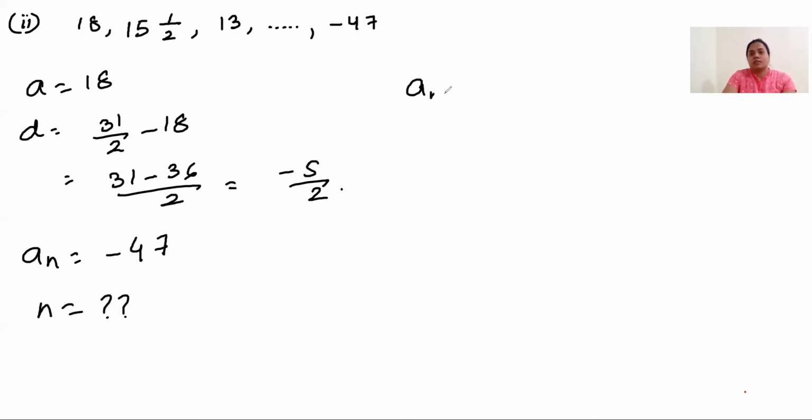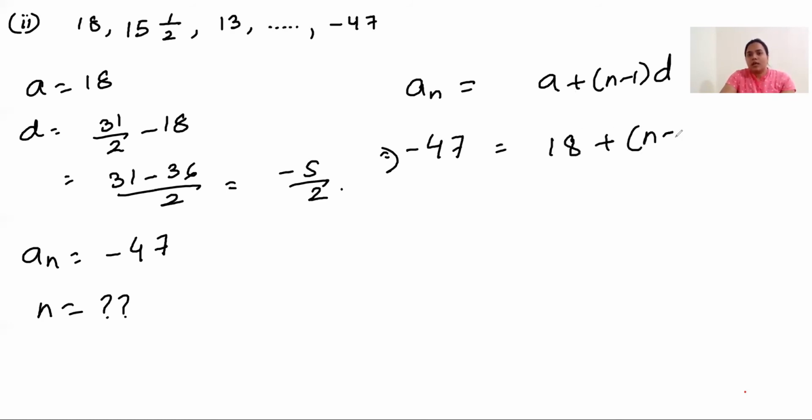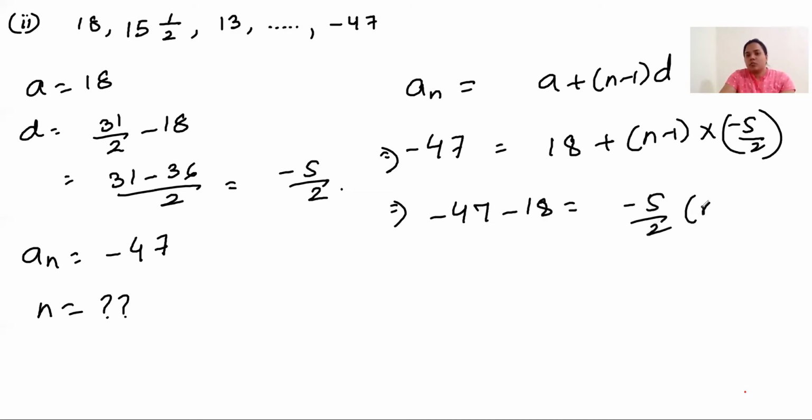Clear? Let's substitute. AN is equal to A plus N minus 1 D. AN is minus 47. That is equal to 18 plus N minus 1 into minus 5 by 2. So minus 47 minus 18 is equal to minus 5 by 2 into N minus 1. This we have to add.